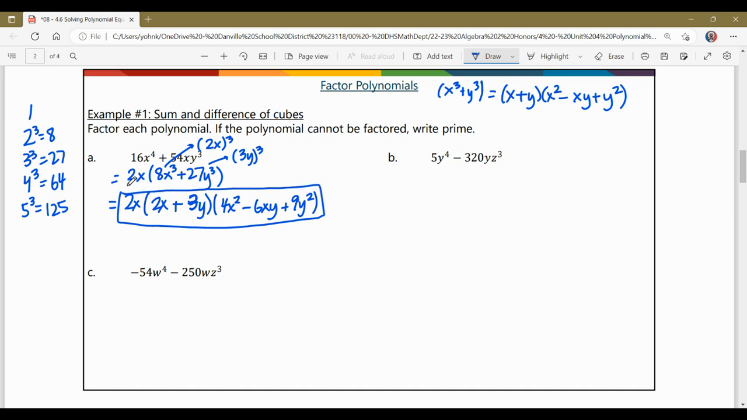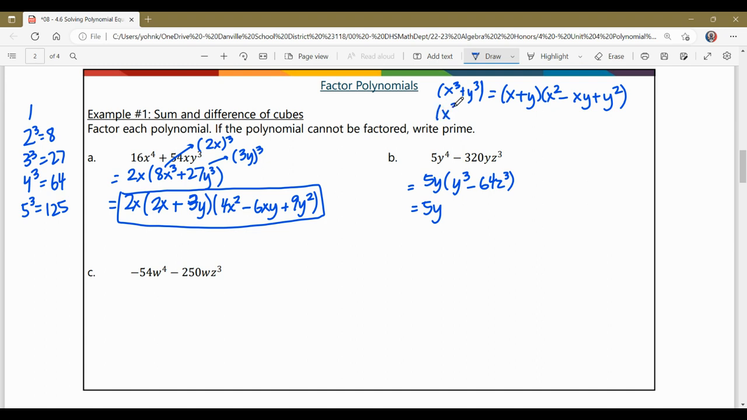All right, let's take a look at another one. We have letter B, 5y cubed minus 320yz cubed. Looks like I can take a 5 and a y out. That leaves me with y to the third minus 64z to the third. Well, taking a look at what we have, the 5y is going to hang out. And then y cubed minus 64z cubed is the difference of two cubes.